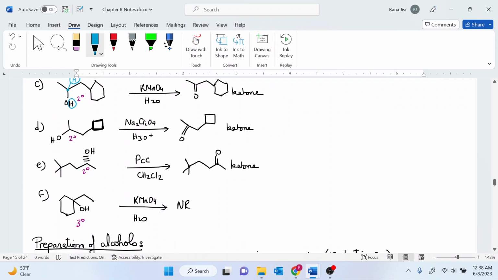Tertiary alcohols will have no reaction whatsoever because there is no hydrogen on this carbon. There is a hydrogen here, but there is no hydrogen on the tertiary carbon, so there will be no reaction.